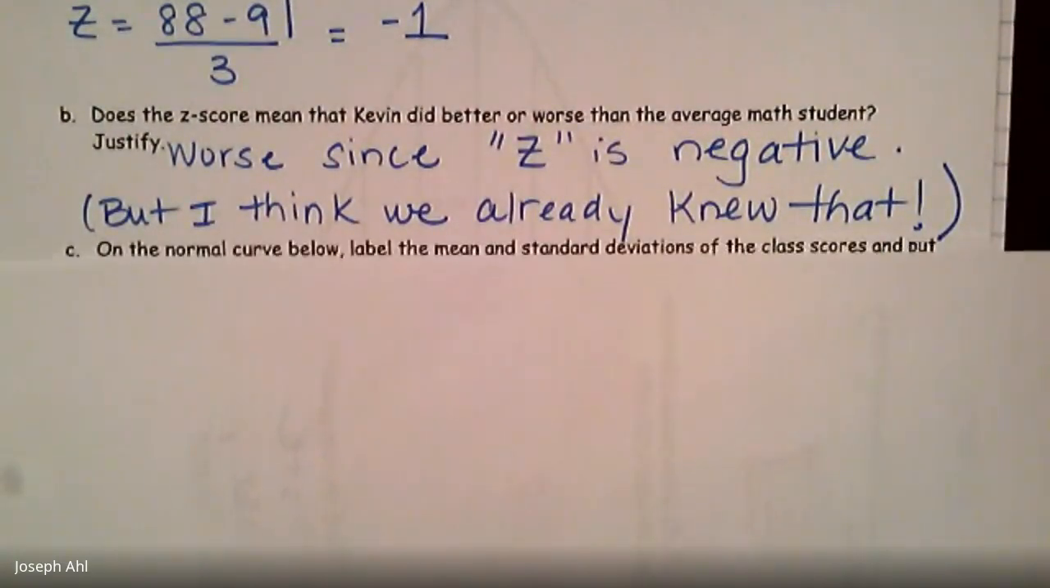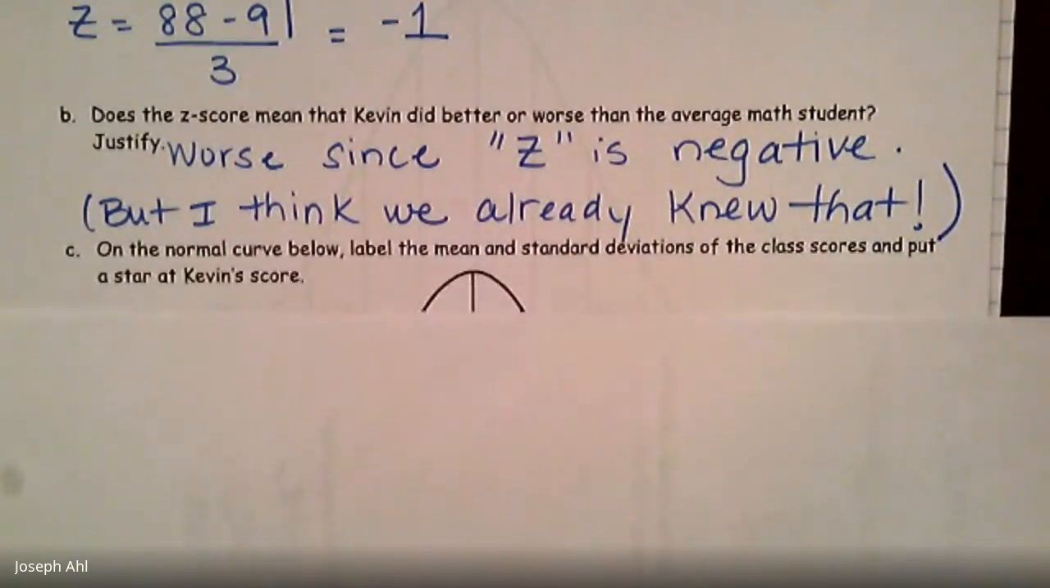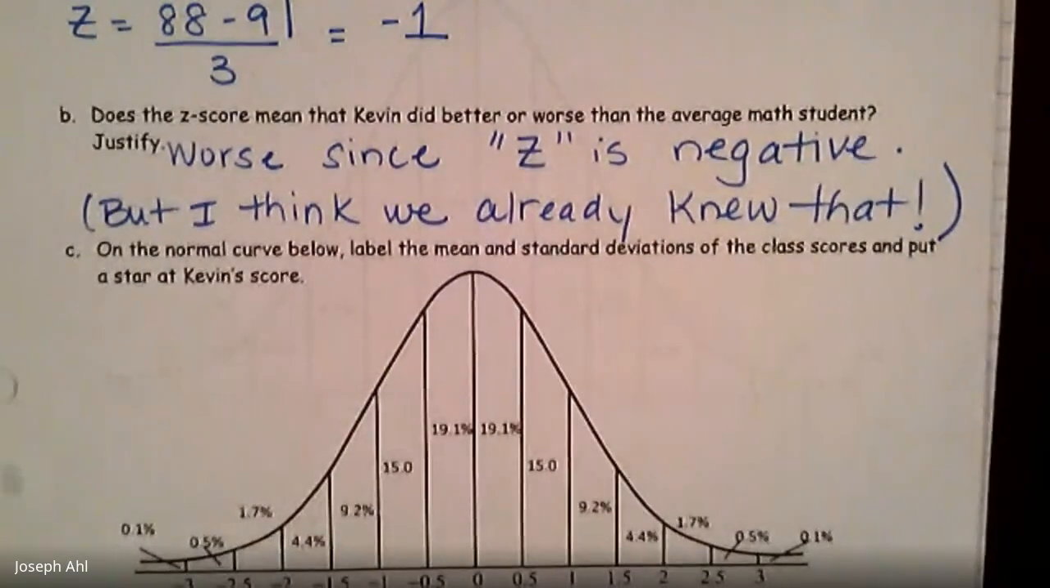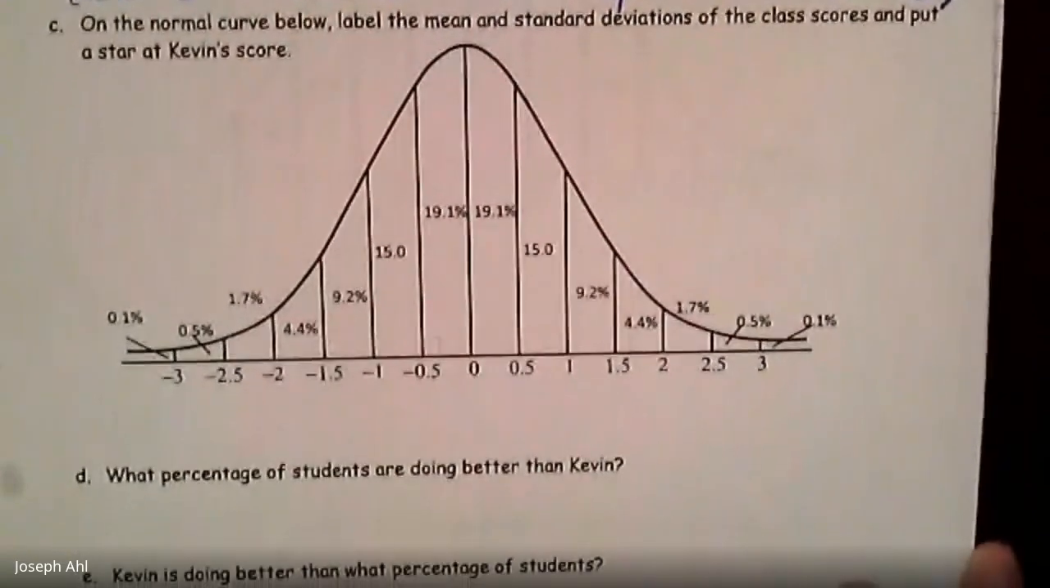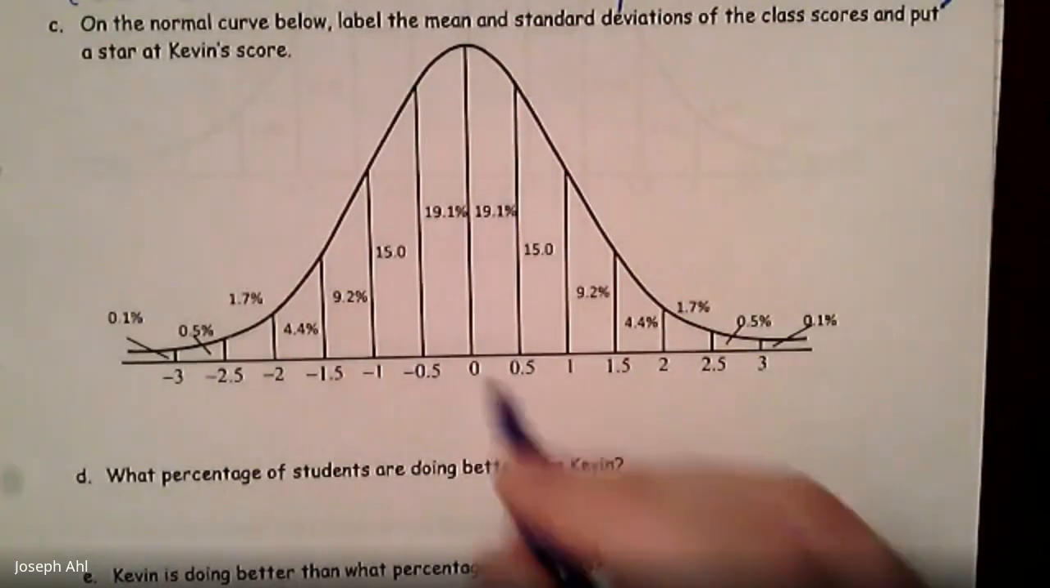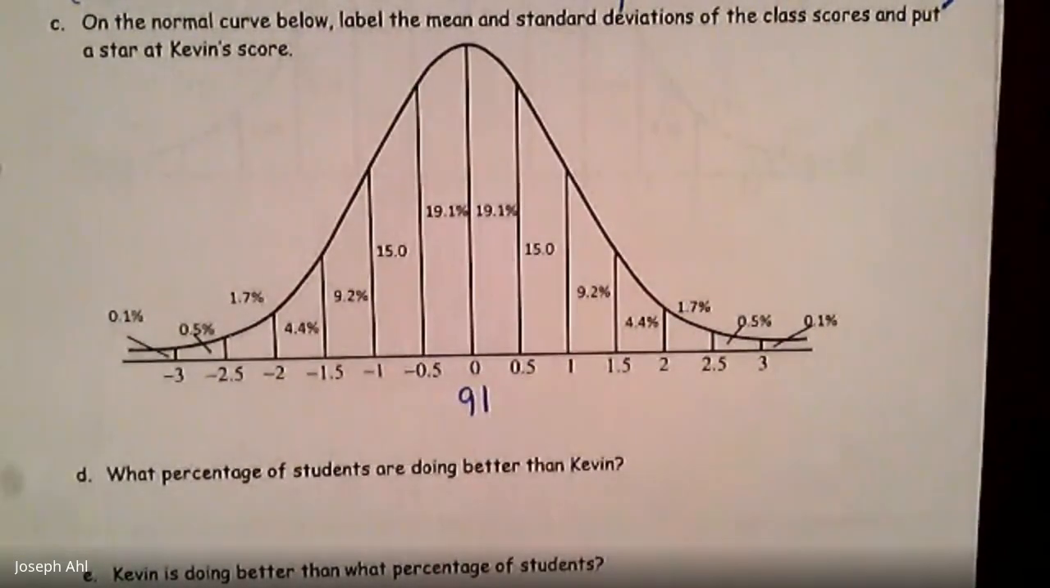Okay, moving on. On the normal curve below, we're going to label the mean and standard deviations of the class scores and put a star on Kevin's score. So here's what a really nice bell-shaped normal distribution looks like. And we're going to talk about what all those percents mean in just a moment. When the z-score is 0, that implies that is the score that represents the mean for the set of data, which was a 91.